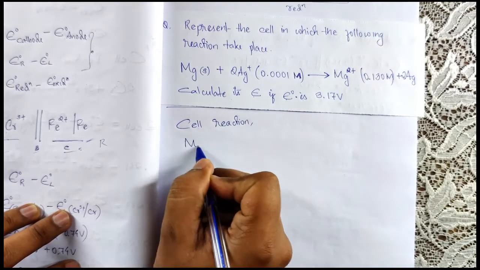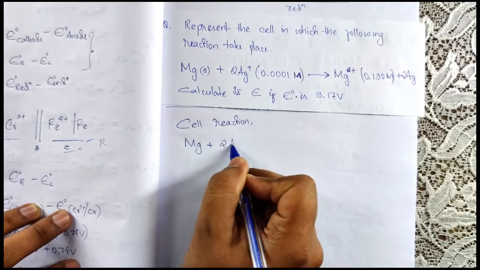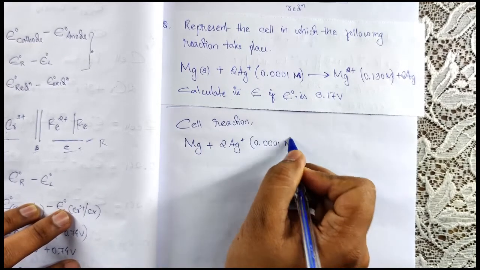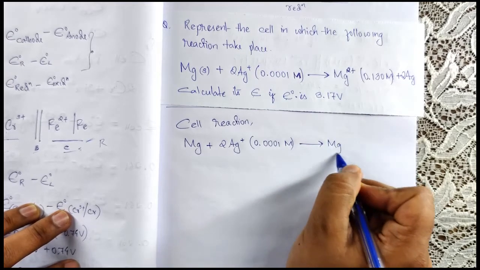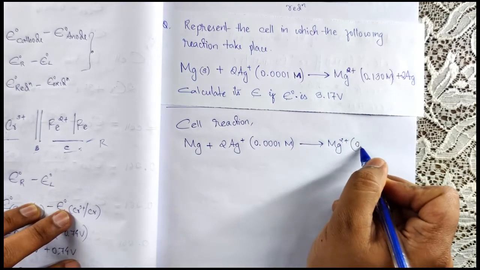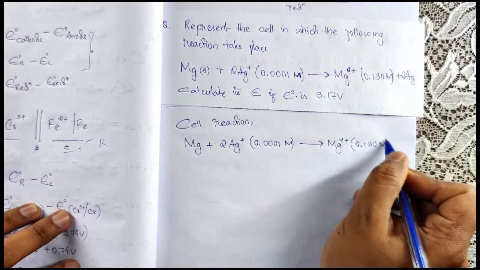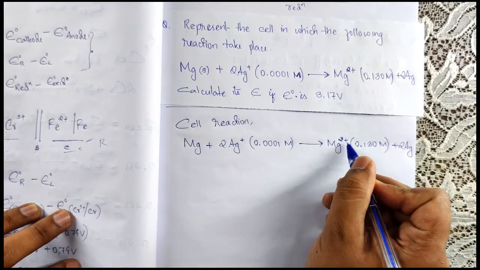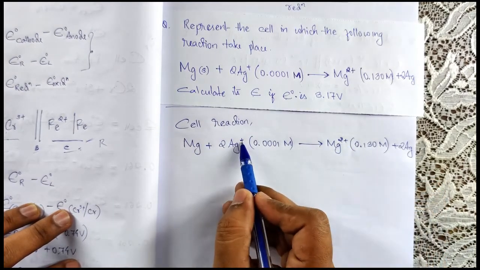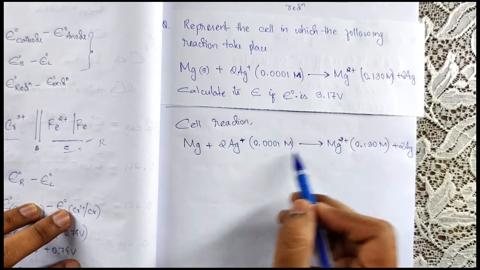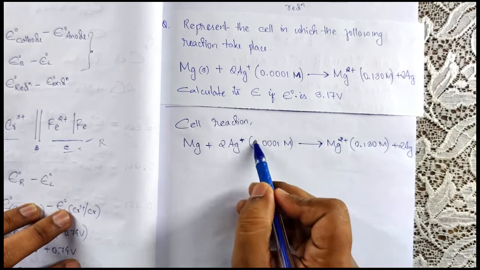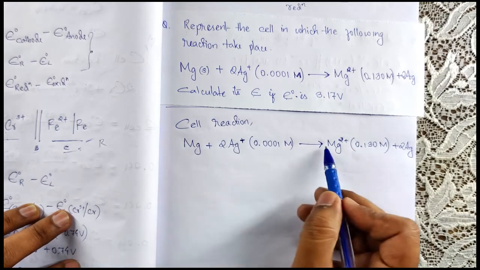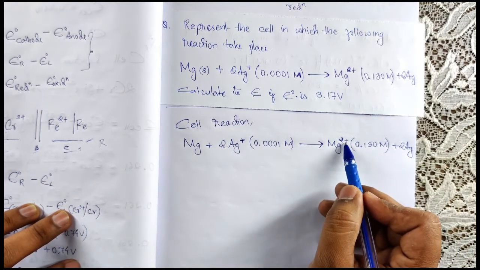So you have Mg plus 2Ag plus, with 0.0001 concentration, that gives Mg2 plus, 0.130, plus 2Ag. So out here if you look carefully, this is 2 plus and out here this is plus. In order to balance the oxidation number, we put 2 out here. Since when I put 2 out here, this will also be 2 plus and this is also 2 plus now.